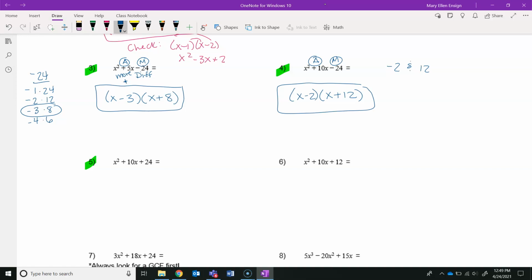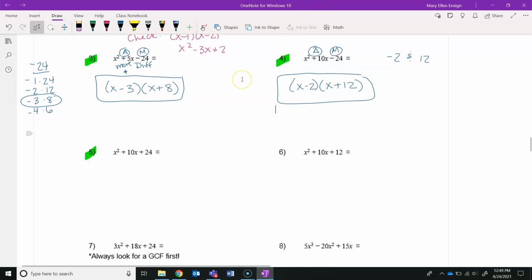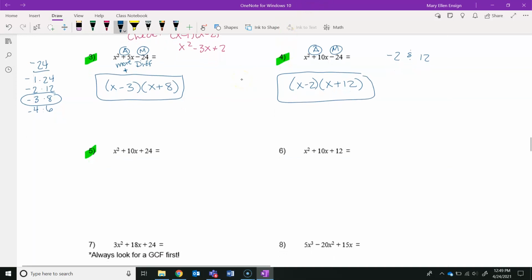Okay, number 5 looks very similar, except I'm multiplying to a positive 24 now and adding to 10. So this is where these little subtleties come in. If it were still a negative 24 and it were a negative 10, then I would be at 2 and negative 12, right? It would just be switching the signs. But this is a positive 24. So this means the signs are going to be the same. And since they're adding up to a positive 10, it means they're both going to be positive.